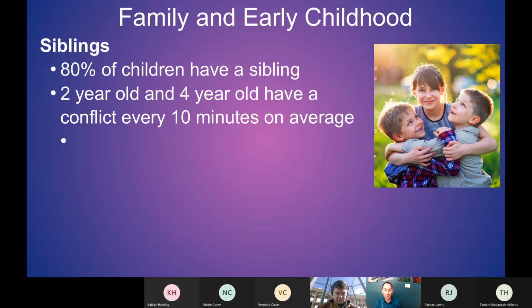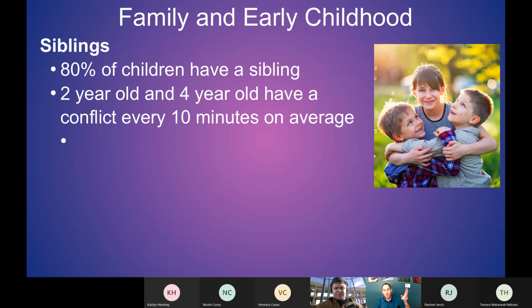All right, so let's talk about sibling relationships. About 80% of children do have a sibling. When thinking about early childhood, so think about kids, 2 or 4 years old, if you have two children, one that's 2 and one that's 4, they will have a conflict about every 10 minutes on average. So these conflicts have a range, right? About every 10 minutes, expect some kind of conflict.